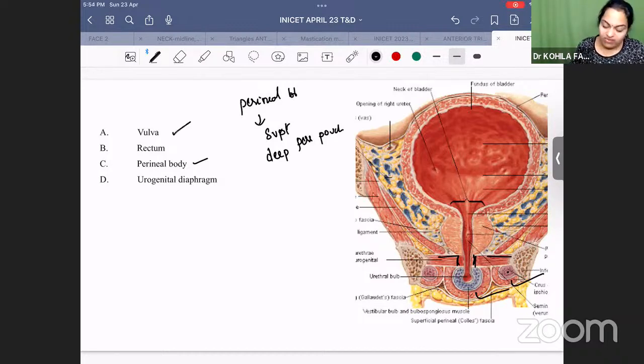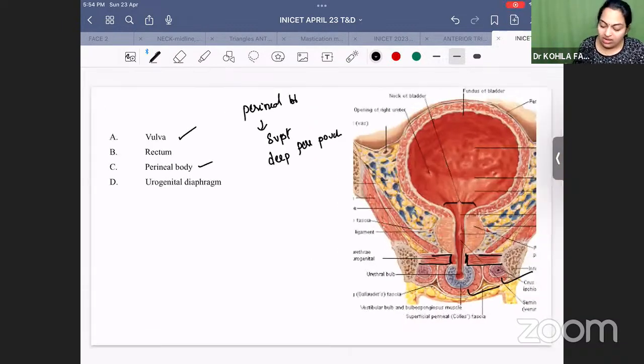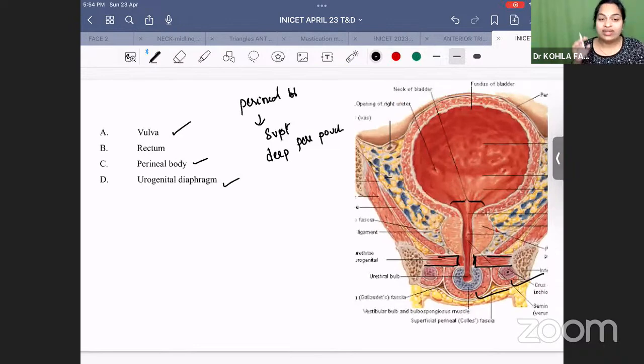Okay, the vulva, your lower part of the vagina, is also supplied. What is the urogenital diaphragm? The inferior fascia of the urogenital diaphragm, or the perineal membrane, is going to cover the deep muscles in the deep perineal pouch. That is also going to be supplied by the pudendal nerve.